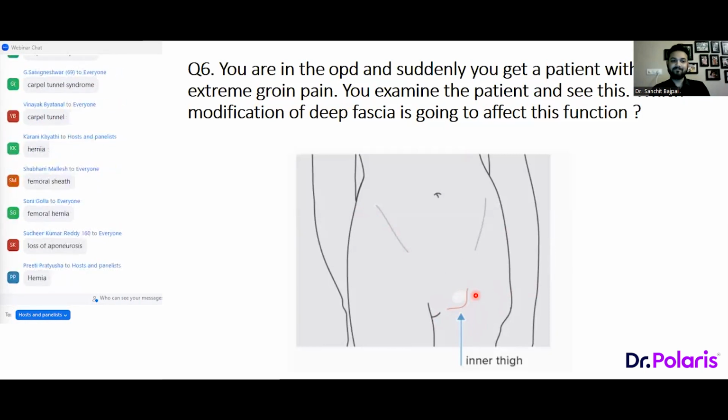Okay. First person to answer is Karani, who says hernia. Shubham says femoral sheath. And Sony says femoral hernia. Okay.